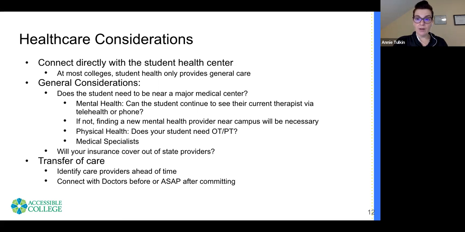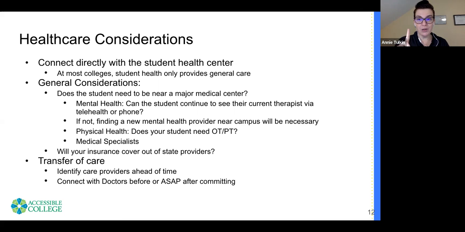The counseling center on college campuses, most colleges will see the student a handful of times before they refer them out. So it's really important to understand that you might think your student can get mental health support on campus, which is true to a degree, but generally they'll be referred out after that. So it's really important to plan for that ahead of time. If your student has a medical specialist that they need, or if they need infusions, or other things like that that might require more intensive care or more regular care, you really want to be factoring that into the college search process.